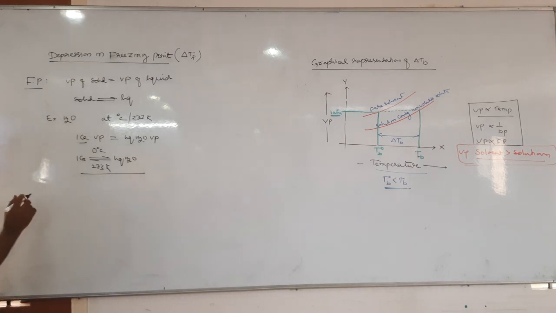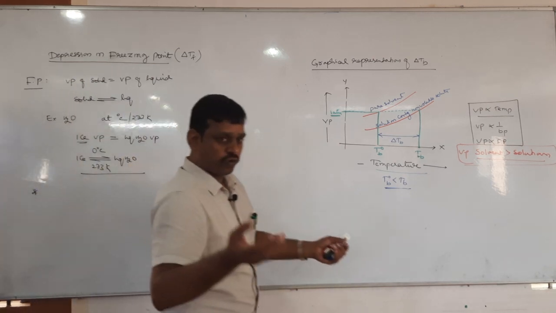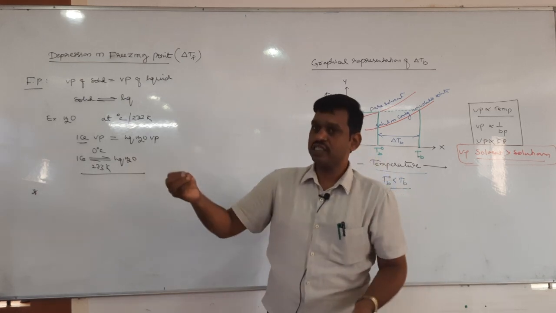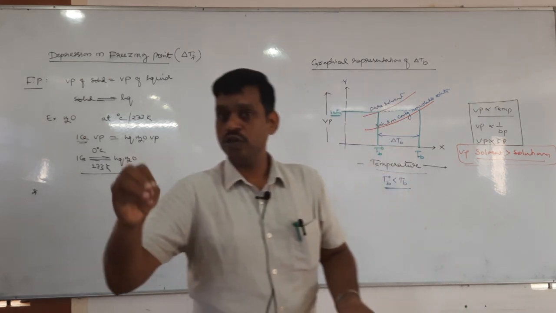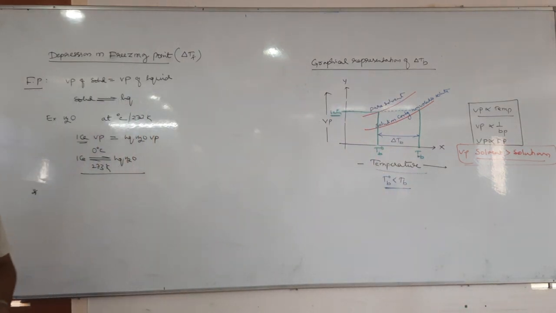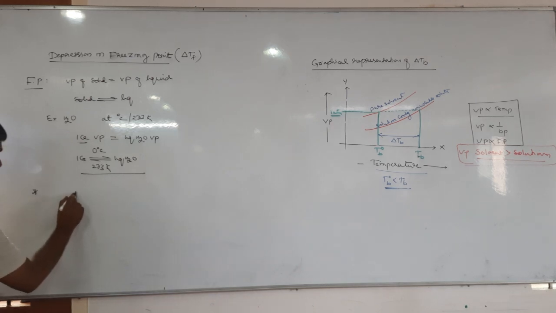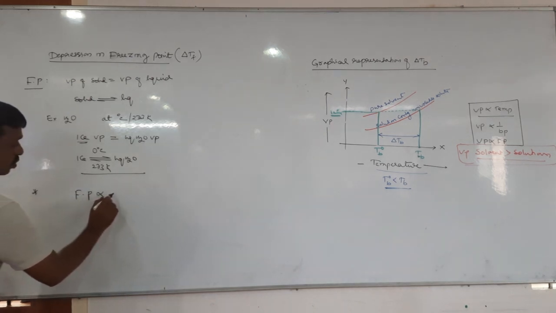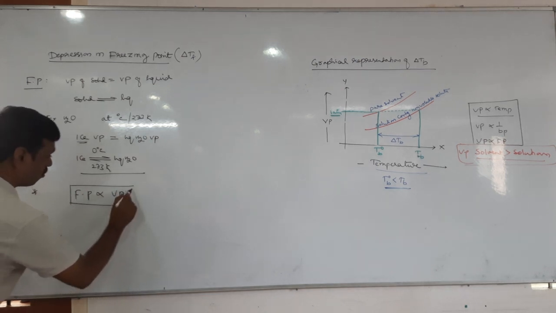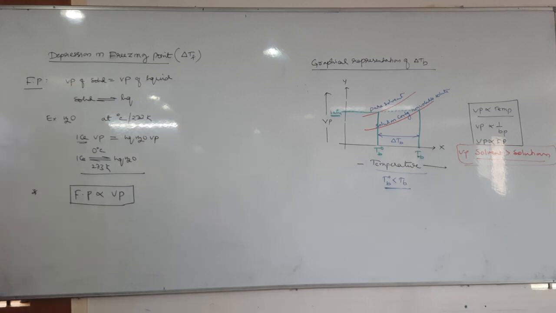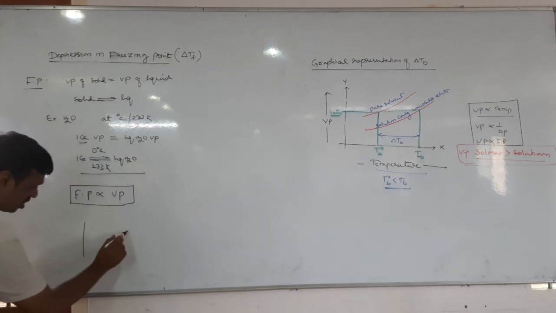Okay, fine. Next, let us see what happens when a non-volatile solute is added to a pure volatile solvent. The vapor pressure of the solution decreases. When the vapor pressure of the solution decreases, what happens? The freezing point decreases, because freezing point is directly proportional to, tell me, vapor pressure. Yes or no?